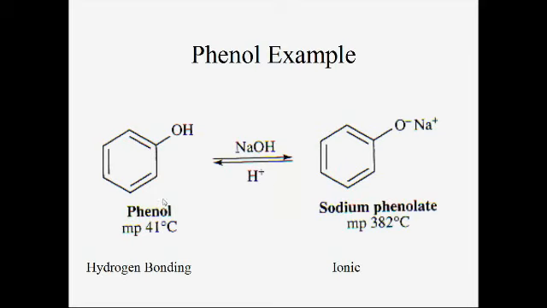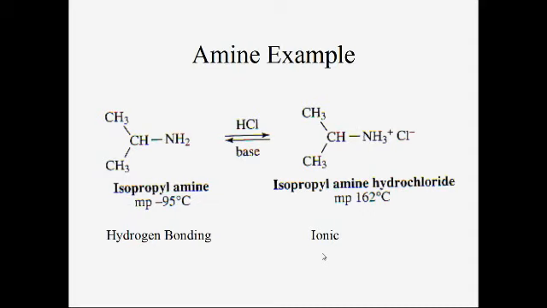So another compound, we can do the same thing. Phenol has a hydroxyl group, so that's hydrogen bonding. If we react with sodium hydroxide, we can make sodium phenolate, which is an ionic compound. So the melting point goes from 41 degrees, a little bit above room temperature, to 382 degrees, well above room temperature. So ionic is a stronger intermolecular force than hydrogen bonding, dipole-dipole, or dispersion forces.